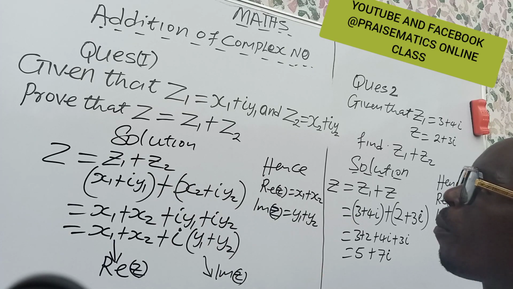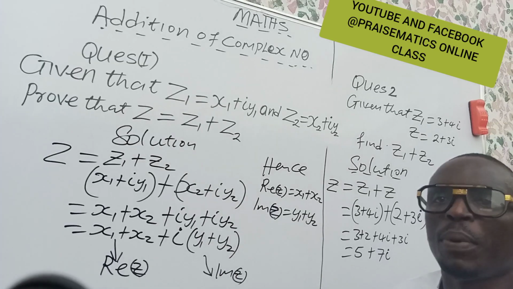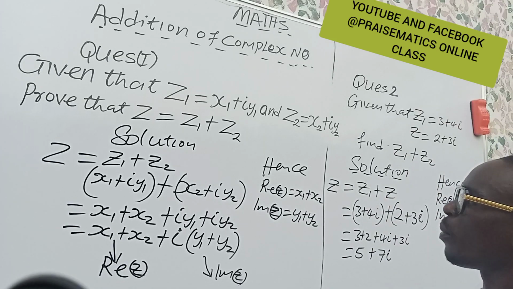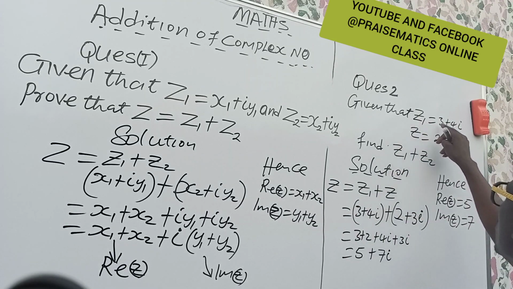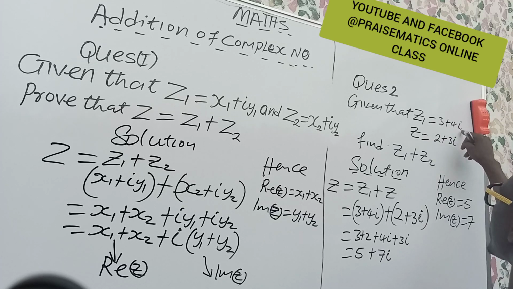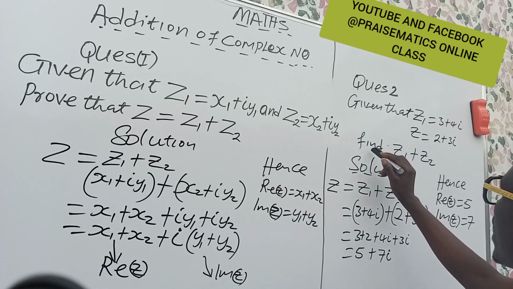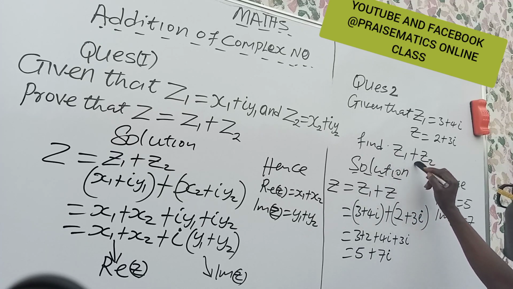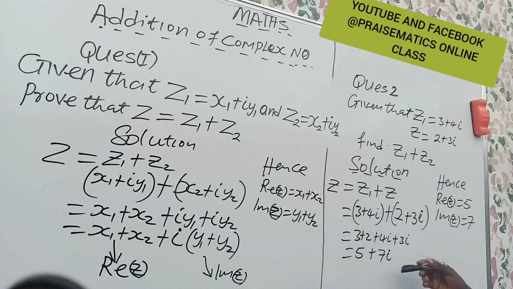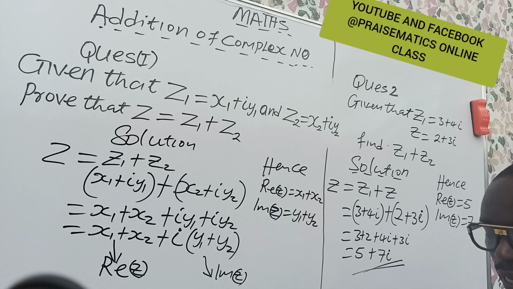Addition of two or more complex numbers will give itself a complex number. And that is the example on the board, where z1 is equal to 3 plus 4i, and z2 is equal to 2 plus 3i, and we should find z1 plus z2. Solution: when you add, at the end you get a complex number as our answer.